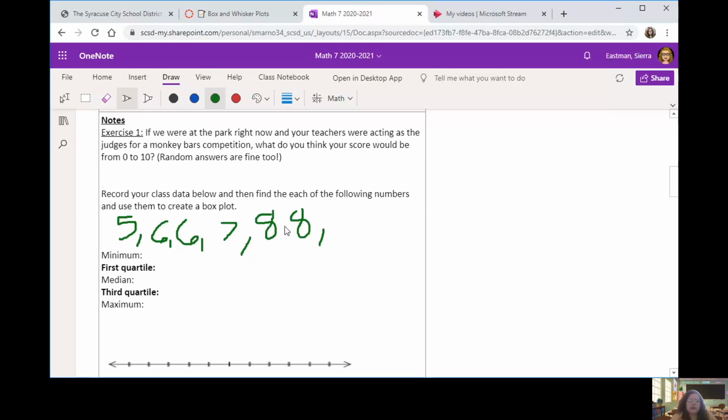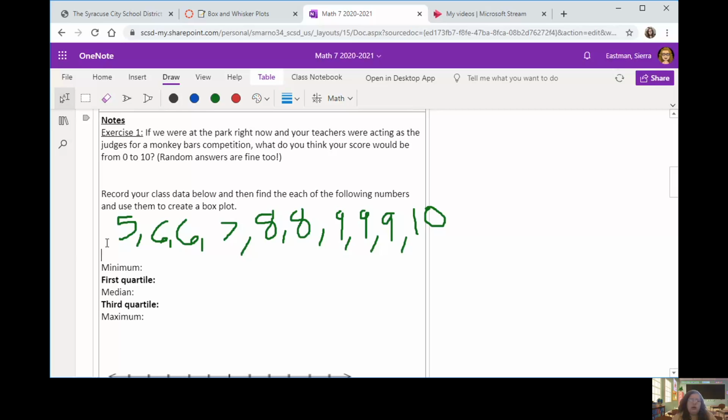See, that's 5 students so far. Then we'll say 9, 9, 9, and we'll put a 10 at the very end here. That'll be our class data for our 10 students. And feel free to add your own number as well.